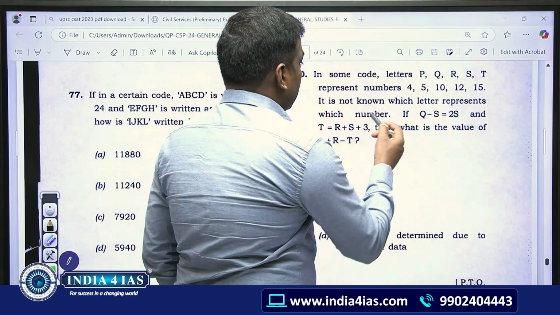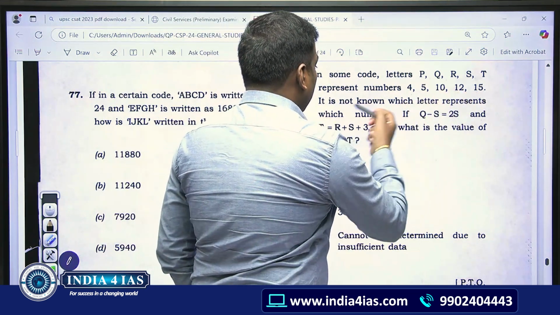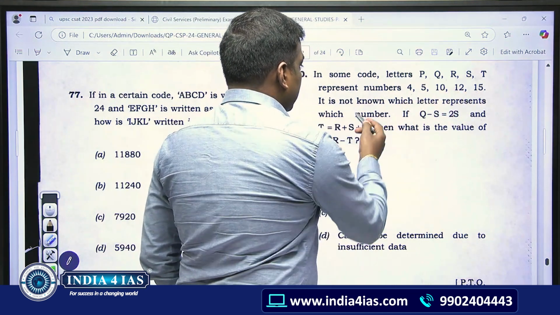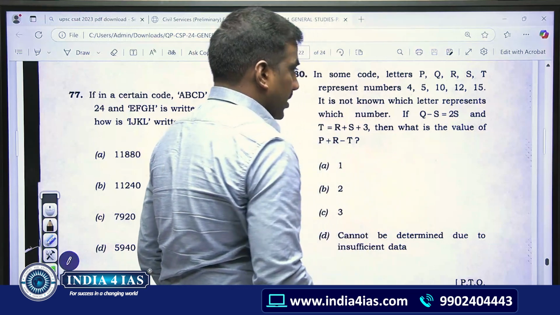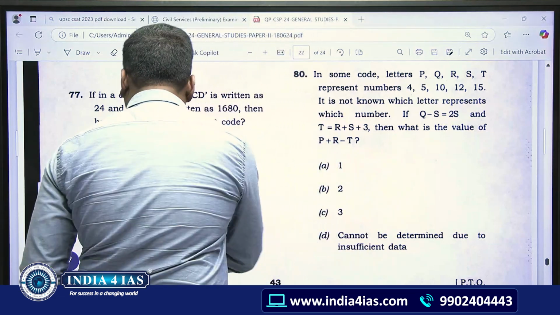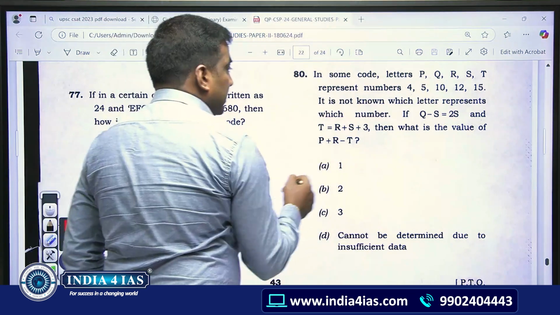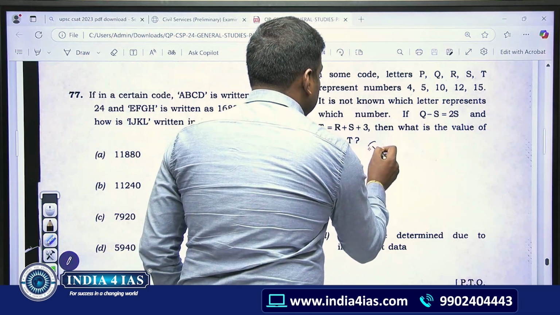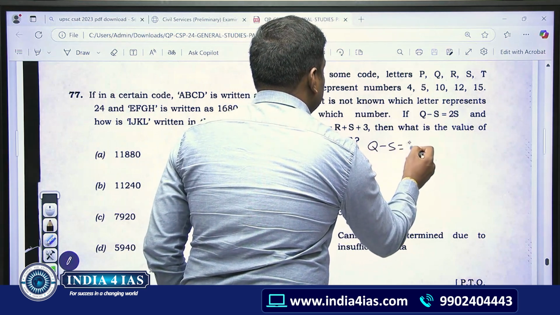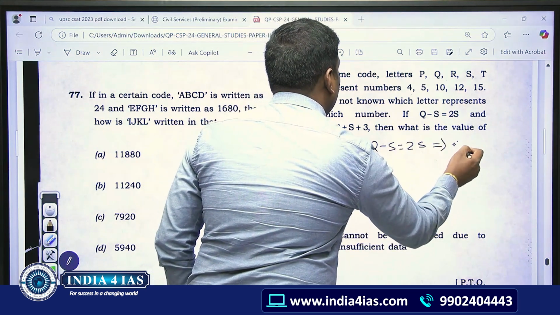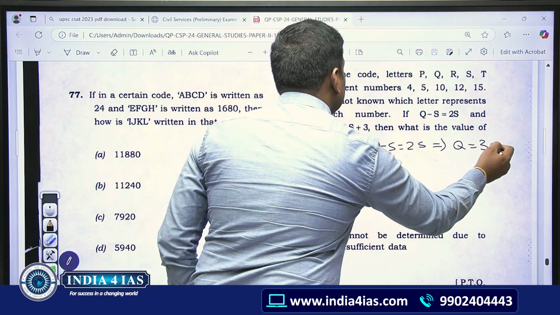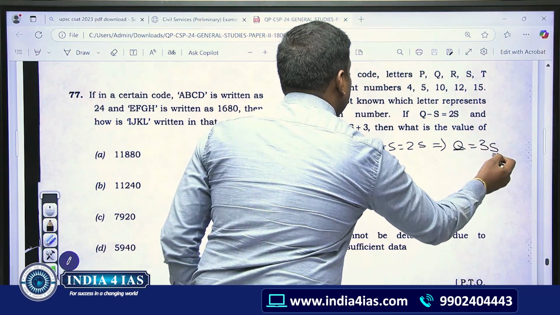PQRST represent numbers 4, 5, 10, 12, 15, but not in the same order. It is not known which letter represents which number. But what we have is Q minus S is equal to 2S. What does that mean? Q is equal to 3S. That means one number is 3 times the other number.